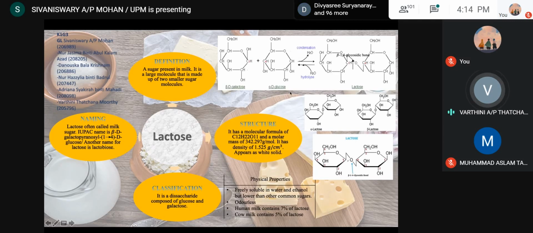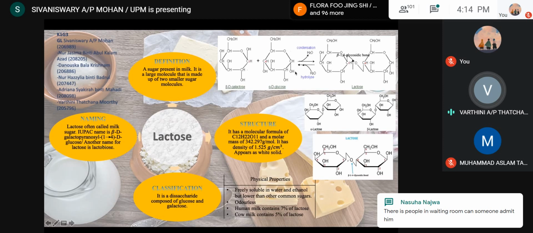So now we see the condensation process. Lactose is produced from the condensation of galactose and glucose with the removal of a water molecule to form a beta 1,4-glycosidic linkage.